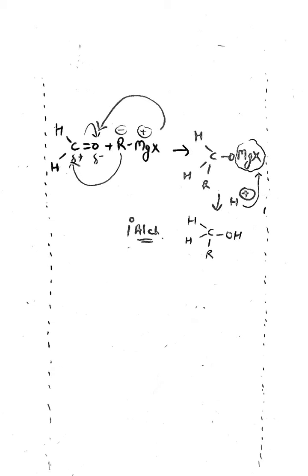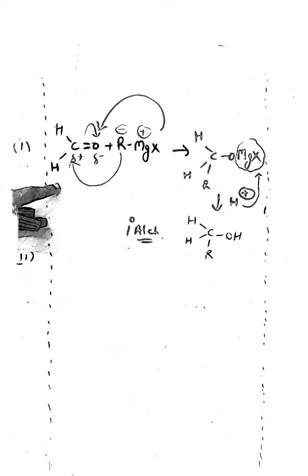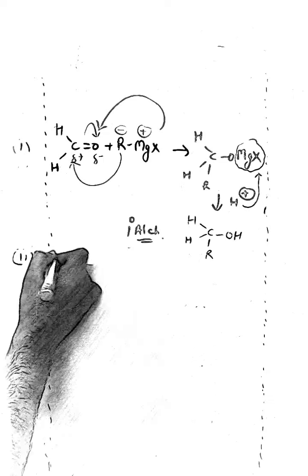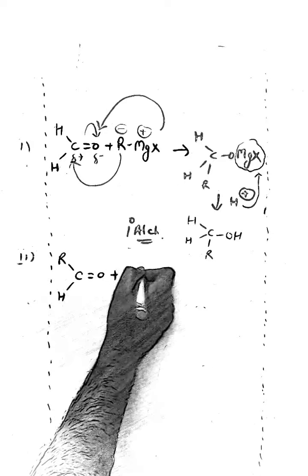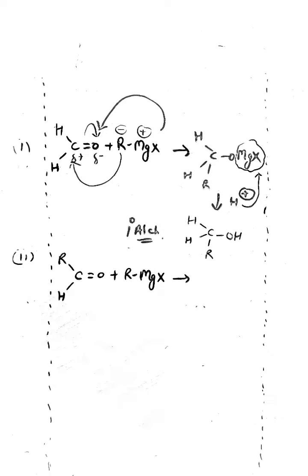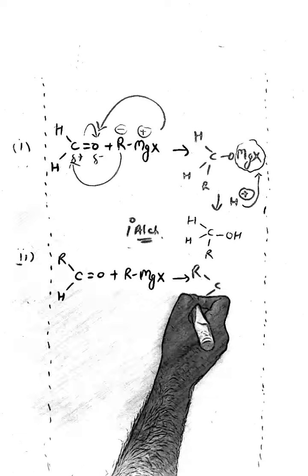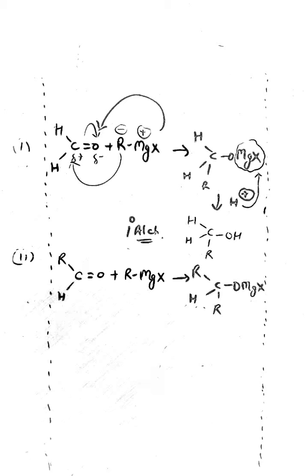Now the second reaction. Now suppose in place of this formaldehyde molecule, we take any other aldehyde molecule. And we react it with the Grignard reagent again. Again, there will be nucleophilic addition reaction. The product obtained will be RCHROMgX.